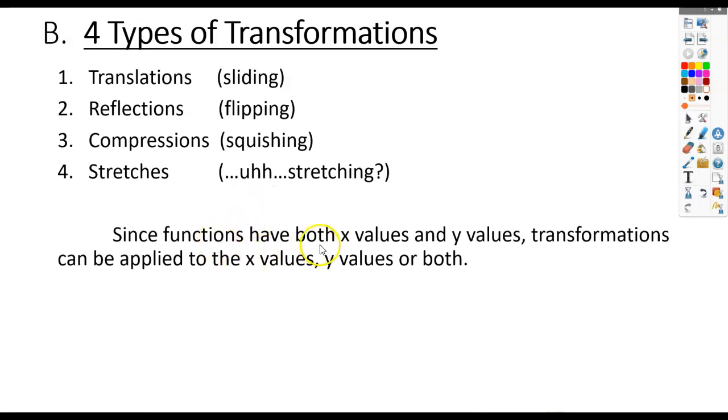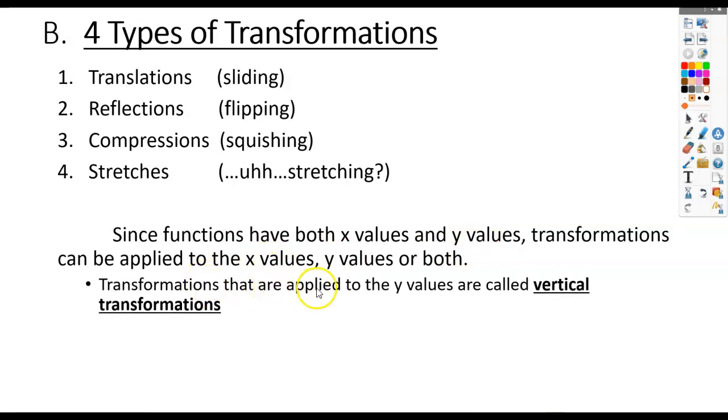Now, since functions have both x values and y values, transformations can apply to the x's or the y's. Transformations that apply to the y values result in vertical changes, right? Because the y value, since it's the output variable, goes on the vertical axis, the up and down axis. And so when you change the y value, it's going to result in a vertical transformation. So it will either translate it up or down, reflect it up or down, compress it vertically, or stretch it vertically.